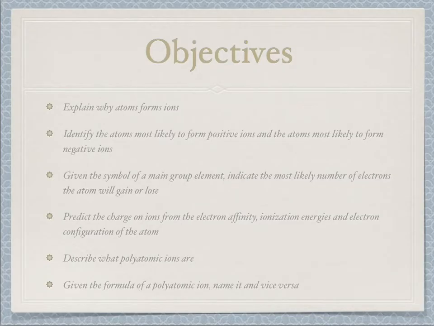Here are our objectives. Be able to explain why atoms form ions, identify the elements most likely to form the positive and the negative ions, be able to give the symbols of the main groups and their charges, and predict the charge on the ions based on their electron affinity, ionization energy, and their configuration. Describe what polyatomic ions are, give the formulas of polyatomic ions, name them, and so on. So you can see there's a lot of things that we're going to cover in here. Some are pretty straightforward, others a little more difficult, but these are the things we're going to cover in this section.